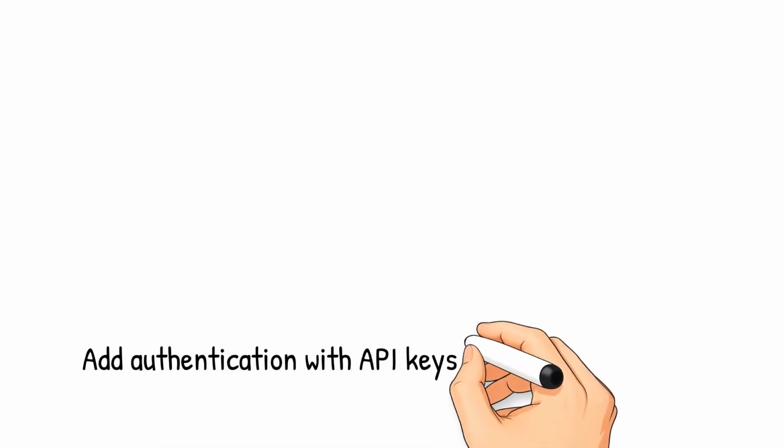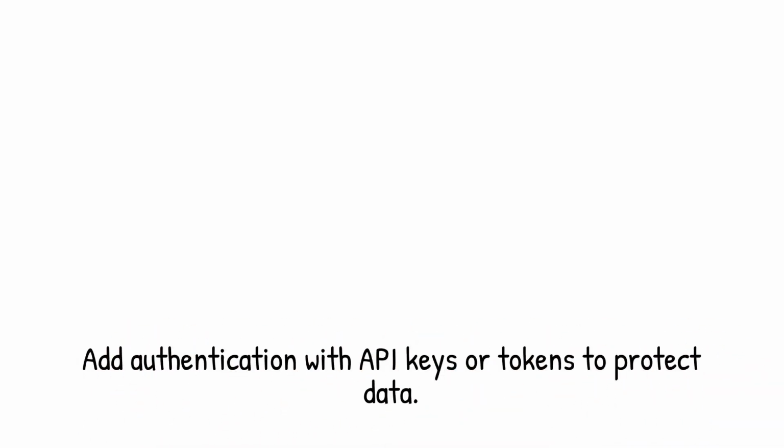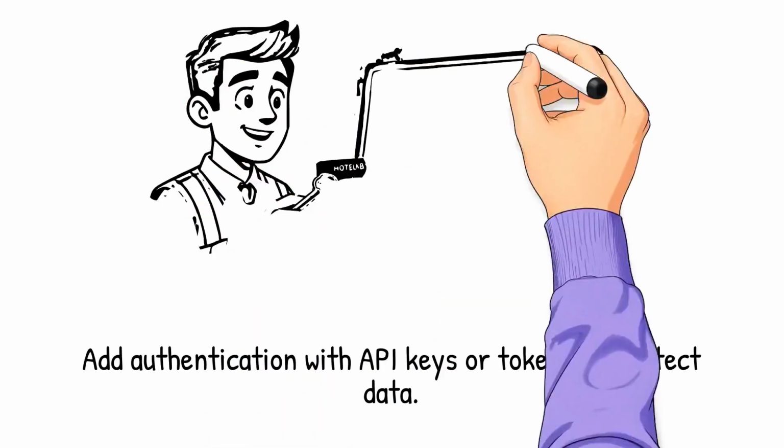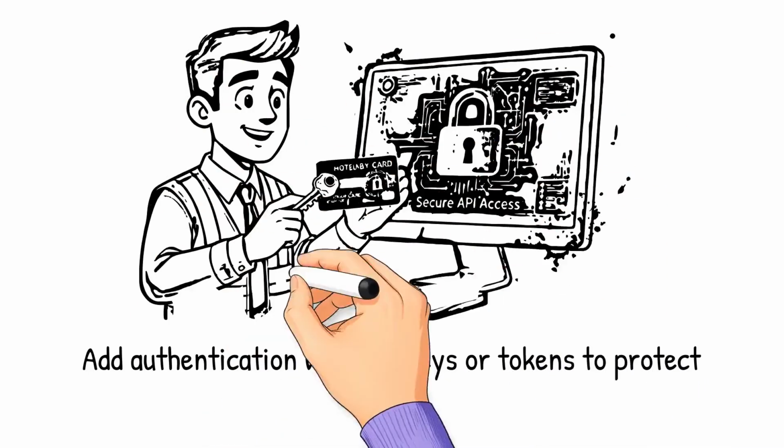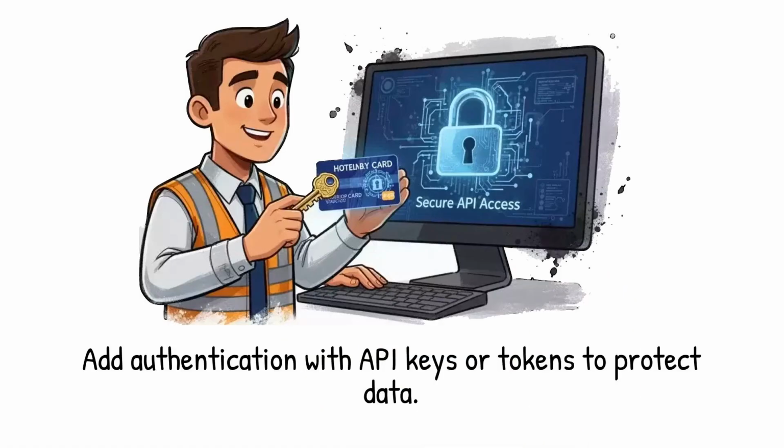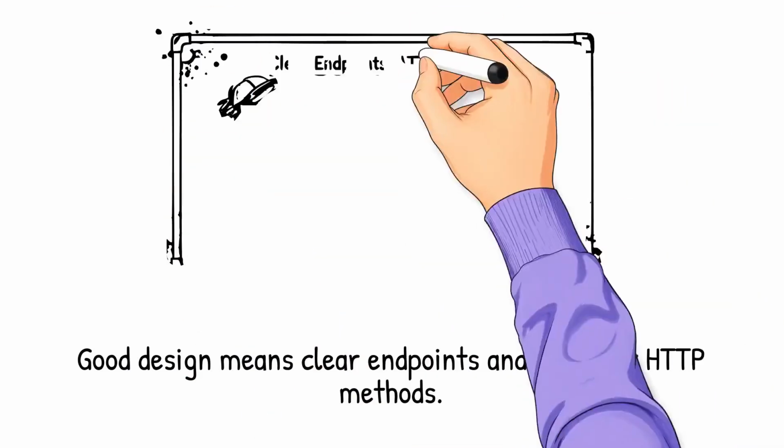Authentication from episode 7. Right now, anyone can call your API. But what if some data should be private? You add an API key or a token check. Exactly the hotel keycard idea. Your API looks at the key and only then lets the request through. You're no longer just using authentication. You're building it.